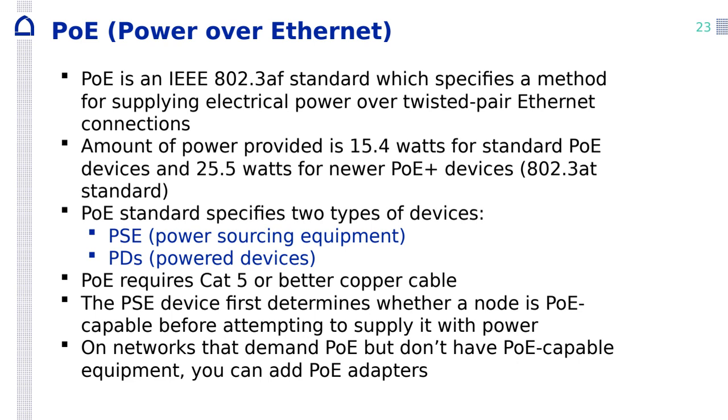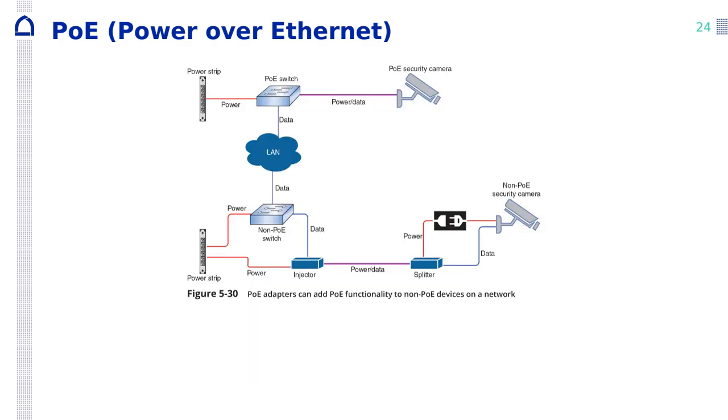If you have a network that needs PoE but you don't have PoE capable equipment, you can add a PoE adapter, a Power over Ethernet adapter. This is the PoE, Power over Ethernet. Okay. So here we have a security camera. We have a power strip.